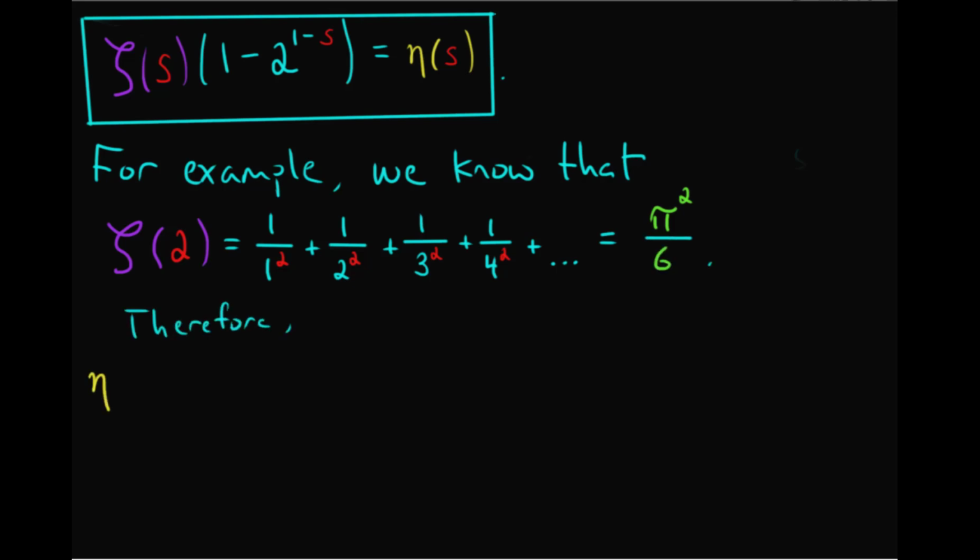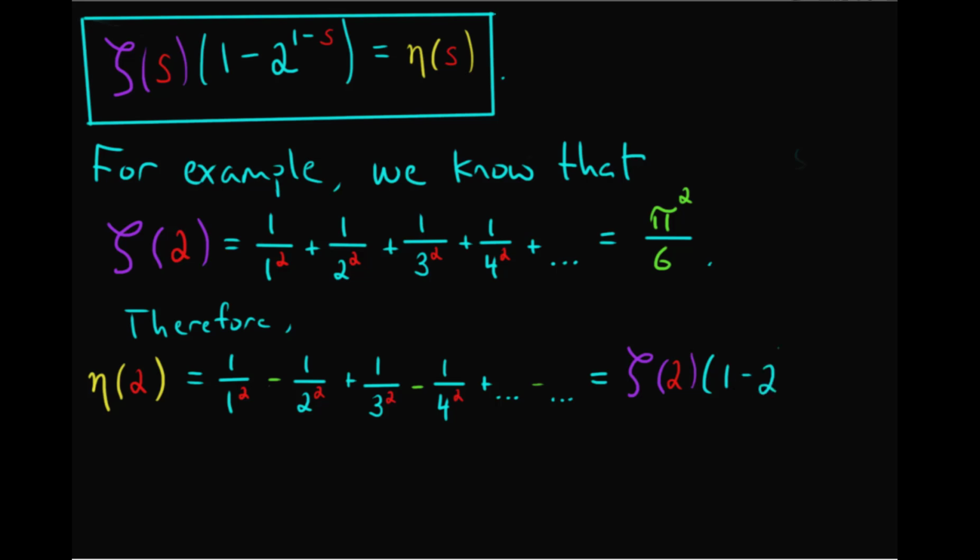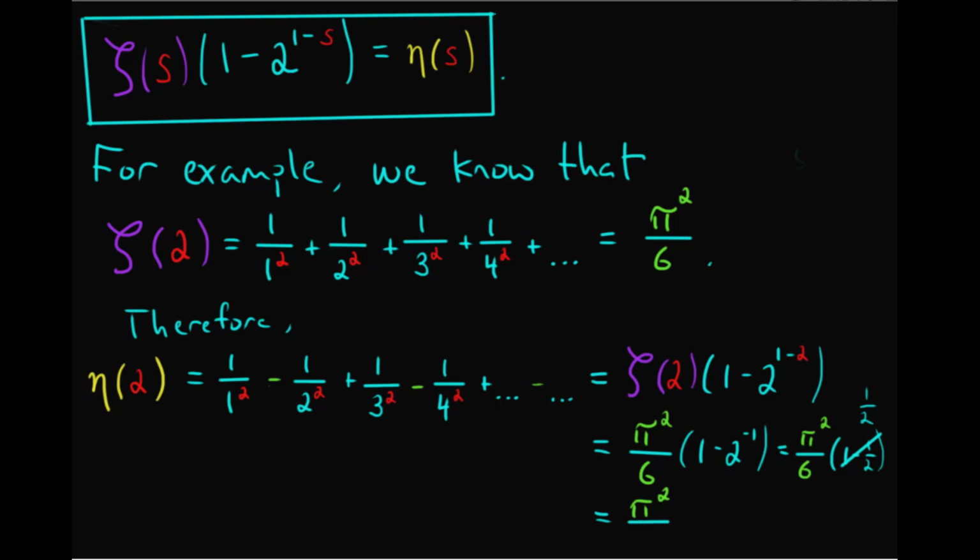Okay, then we know that eta of 2, which is 1 over 1 squared minus 1 over 2 squared plus 1 over 3 squared minus 1 over 4 squared plus ... we know that that will equal zeta of 2 times, open parenthesis, 1 minus 2 to the 1 minus 2, close parenthesis. So now subbing in pi squared over 6 for zeta of 2, we have that this equals pi squared over 6 times, open parenthesis, 1 minus 2 to the negative 1, close parenthesis, which is just pi squared over 6 times 1 minus 1 half, or pi squared over 6 times a half. And so we find eta of 2 equals pi squared over 12.